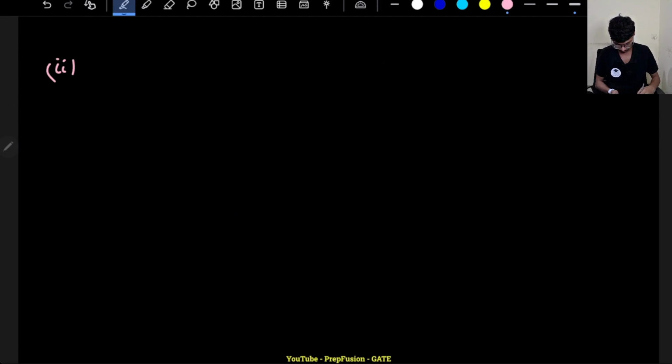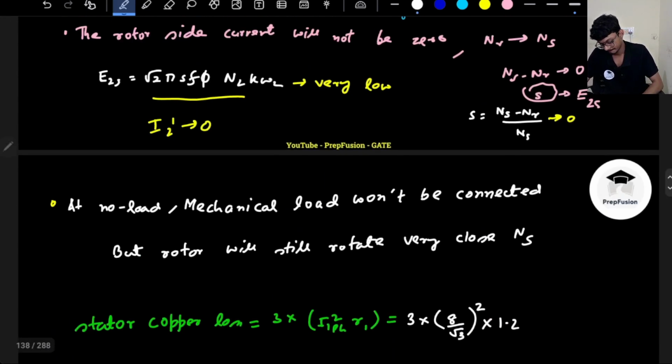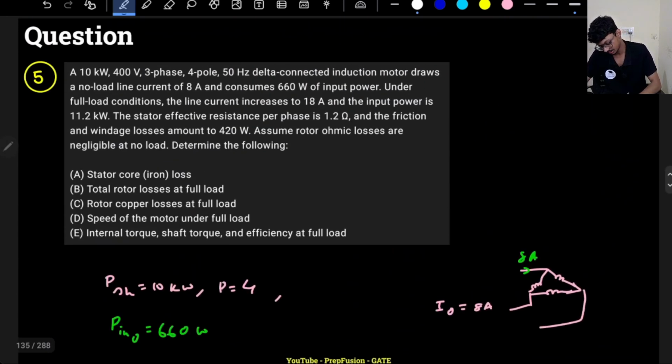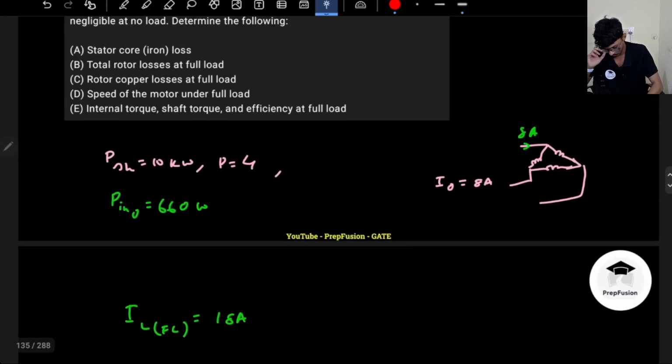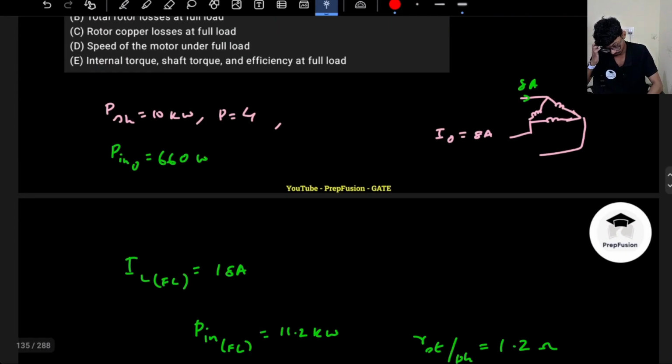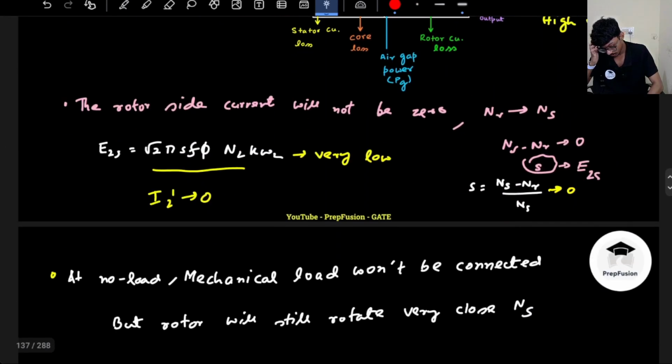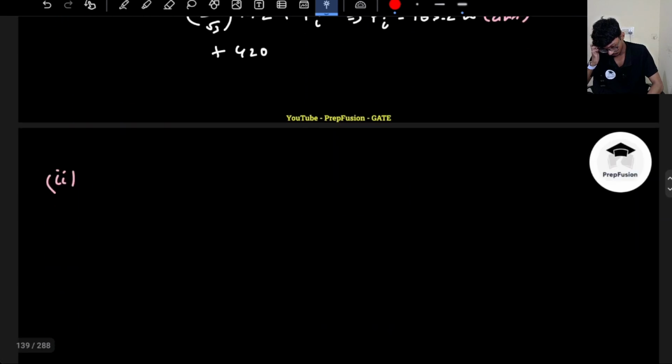Right. Let's solve the next one. The next one is basically the total rotor losses at full load. So what is the total rotor losses at full load? How do I find it out? Rotor losses will be the rotor copper loss. That is what they are asking, correct?